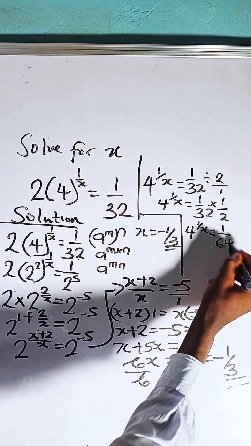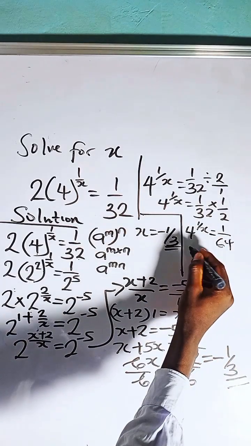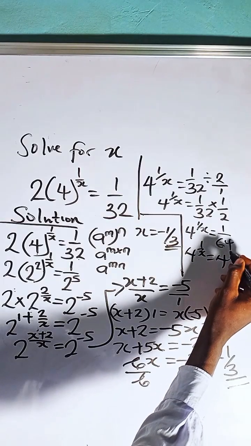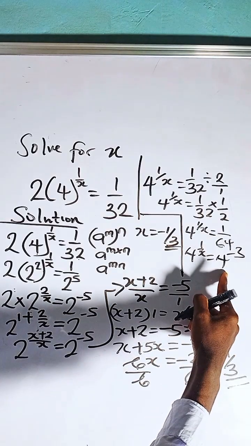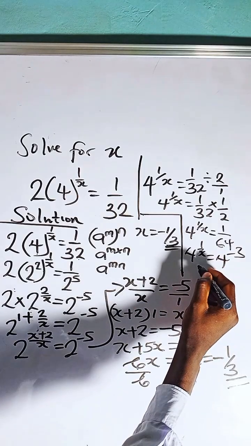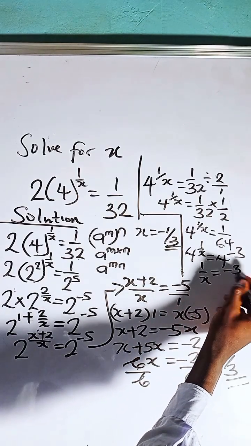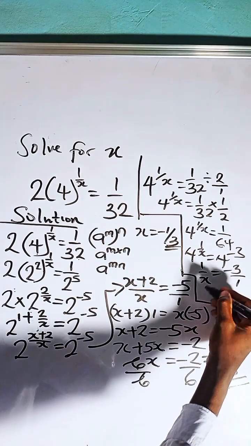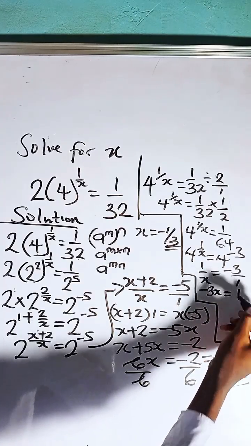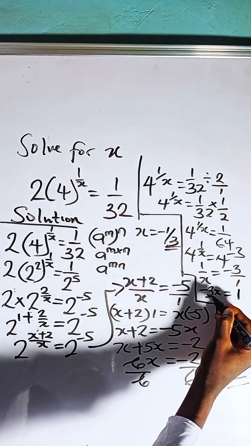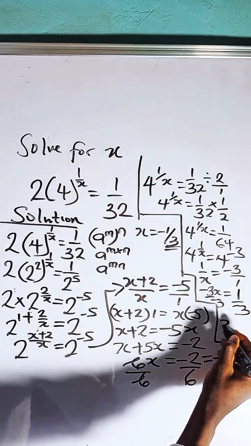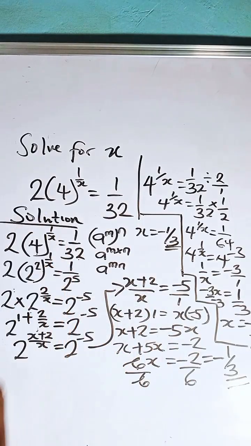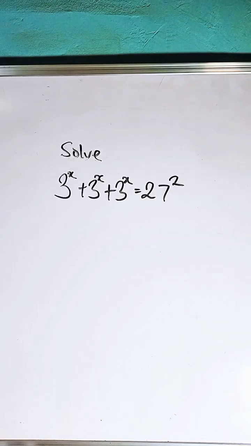So we have 4 raised to the power 1 over x equals 1 over 64. So for 4 raised to the power 1 over x, we can have this as 4 raised to the power minus 3, since 4 times 4 is 16, and 16 times 4 is 64. So we have 1 over x equals minus 3 over 1. Now we can cross multiply. When you cross multiply, this is minus 3x equals 1. So for the value of x, we divide both sides by minus 3. So we have x to be minus 1 over 3. So either of these two methods works for x.